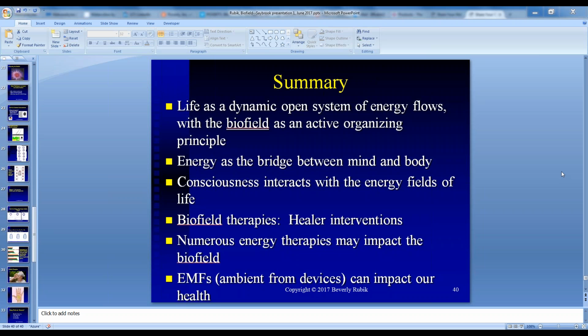Any other questions? Beverly, this is Kathy. I have a question for you. When the blood cells coagulate, highlighted like they did, is that due to electromagnetic force? Or I know it's probably a combination, but is that the majority?